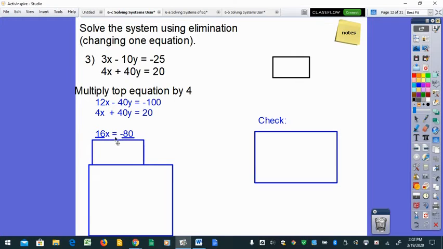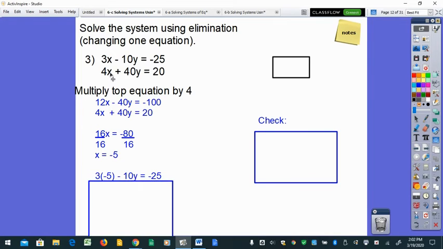One-step equation here, just divide both sides by 16, and I've got the x coordinate. I'm going to take that x = -5, and I'm going to substitute it into the top equation, the original equation that I didn't touch. I'm going to put that x = -5 right there, and I'm going to do the math here. So I'm going to get -15 minus 10y. Now we're not going to touch this -10y. If you need to, you can change that minus to plus a negative.